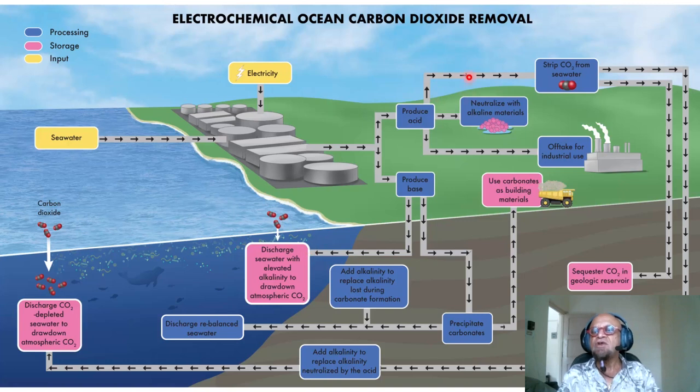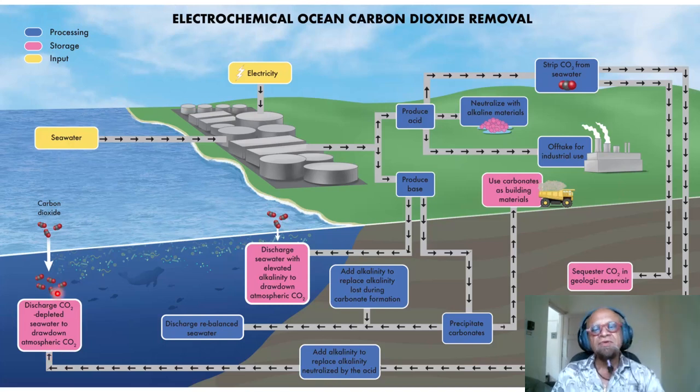And this one will go into stripping CO2 from seawater and sequestering CO2 in a geologic reservoir, and the other arrow line goes into adding alkalinity to replace alkalinity neutralized by the acid, and then again you take up more CO2 by enhanced alkalinity and discharge CO2 depleted seawater to draw down atmospheric CO2. So that's another storage term as well.